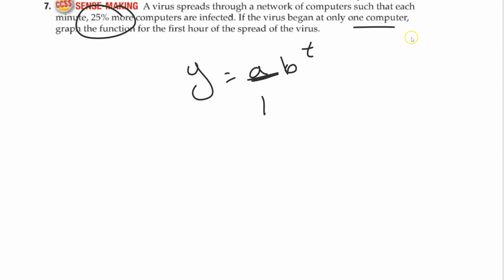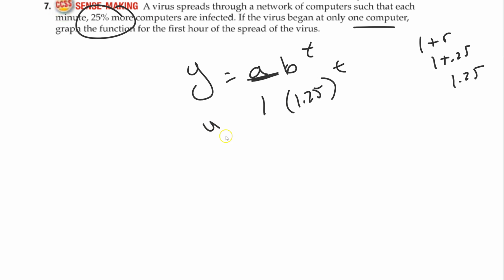Next example, same idea. A virus spreads to a network of computers such that each minute 25% more computers are infected. If the virus began at one computer, graph the function for the first hour to spread the virus. So here's my formula. A is the initial amount, which in this case started at one computer, so that's 1. My growth rate, 25% more computers are affected each minute, so 1 plus R, which is 1 plus 0.25, so 1.25.